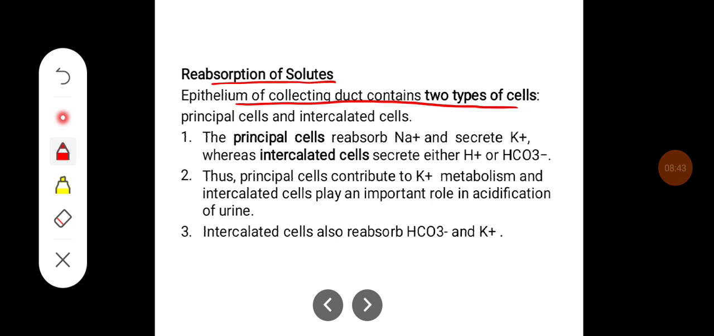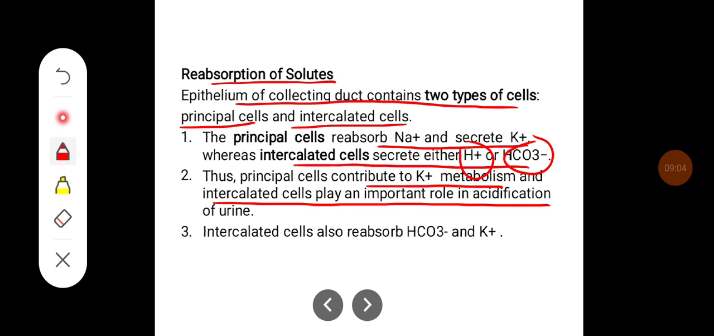The epithelium of the collecting duct contains two types of cells, principal cells and intercalated cells. The principal cells reabsorb sodium and secrete potassium, whereas intercalated cells secrete either hydrogen or bicarbonate. Thus, principal cells contribute to potassium metabolism, and intercalated cells play an important role in acidification of urine. Intercalated cells also reabsorb bicarbonate and potassium.